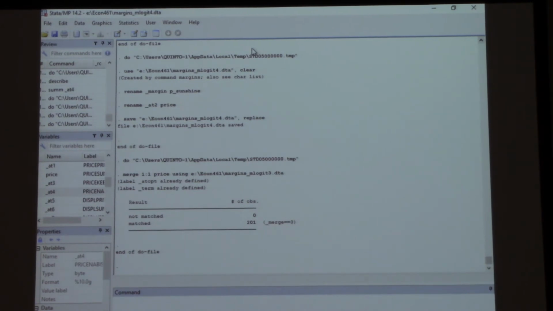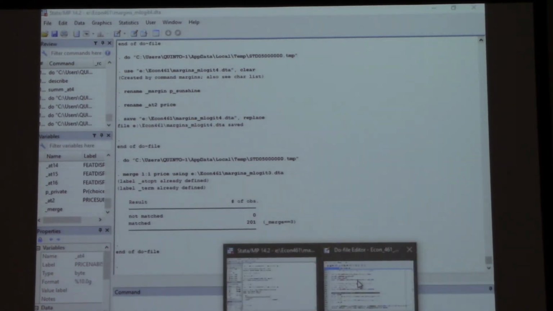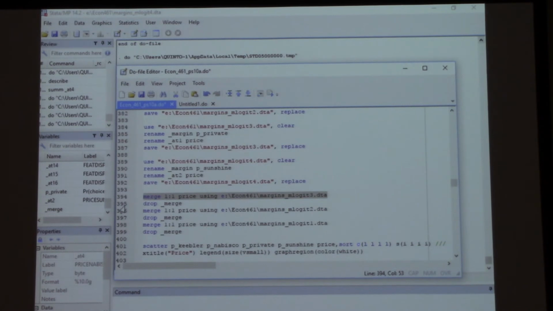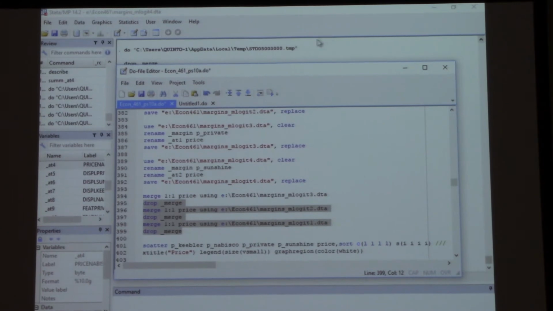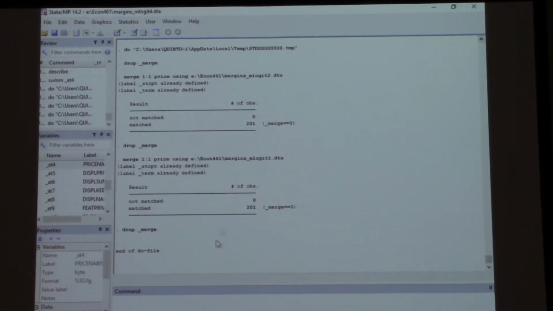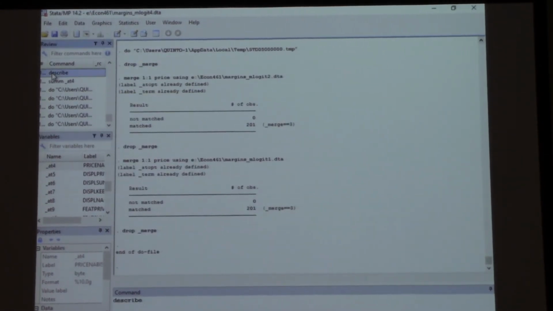And they should merge perfectly. And every time you merge, you get this little results thing. And matched, there's 201 observations, all of them matched perfectly. None of them did not match, so that's good. And every time you run the merge, it runs this little underscore merge thing. So you need to drop that because you're going to have that every time you merge. So if I run this, you see that it was successful each time.